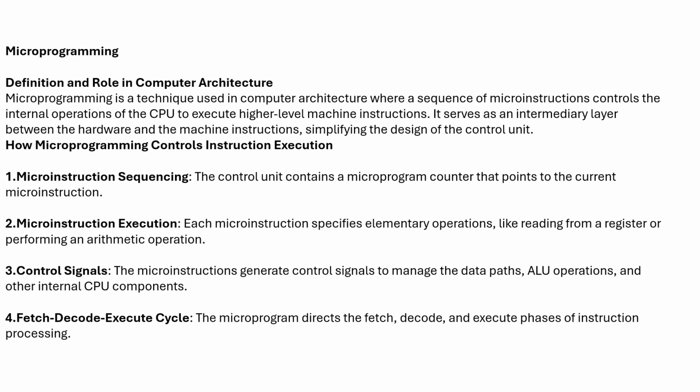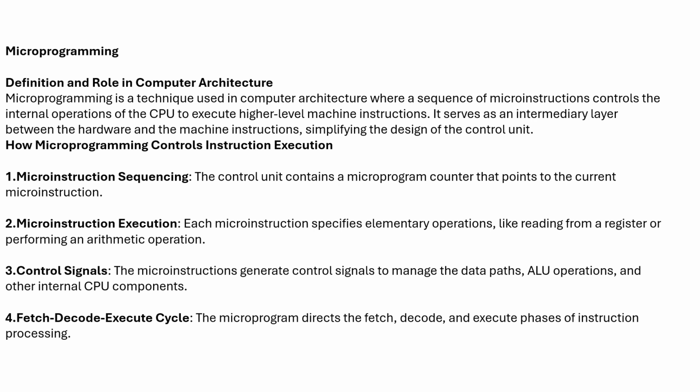Microprogramming definition and role in computer architecture. Microprogramming is a technique used in computer architecture where a sequence of microinstructions controls the internal operations of the CPU to execute high-level machine instructions. It serves as an intermediary layer between the hardware and the machine instructions, simplifying the design of the control unit.